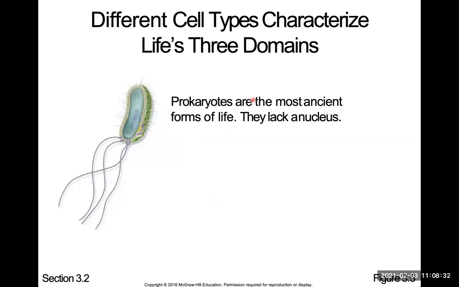Okay, so prokaryotes are the most ancient forms of life. These are the oldest cells. They lack a nucleus. If you look at this cell, you can see the material inside is just floating around. There's no nucleus, there's no center, and there's nothing around it either.